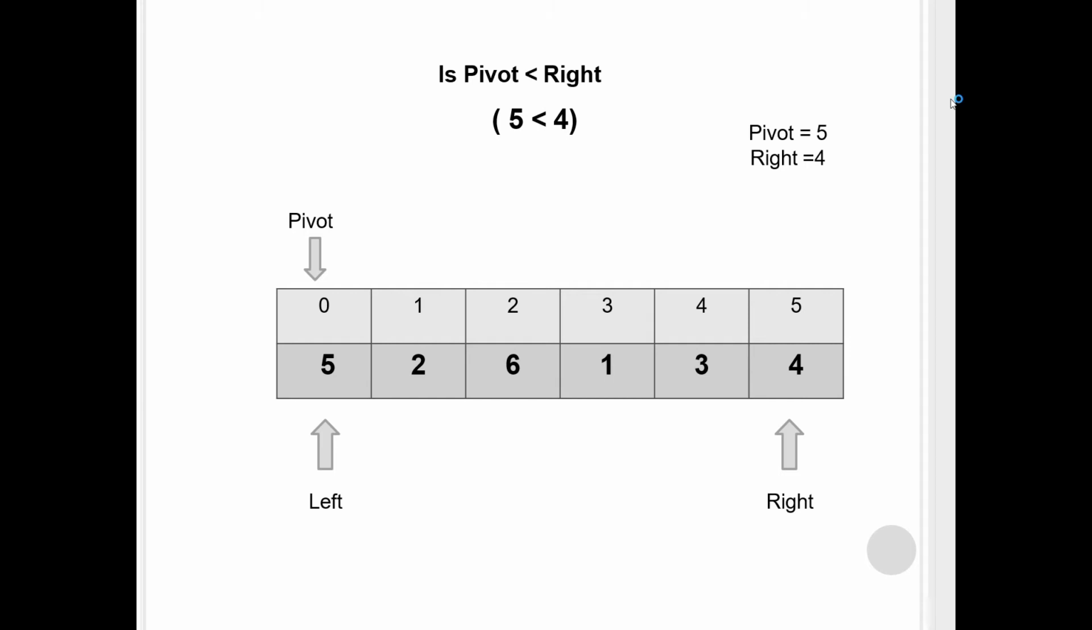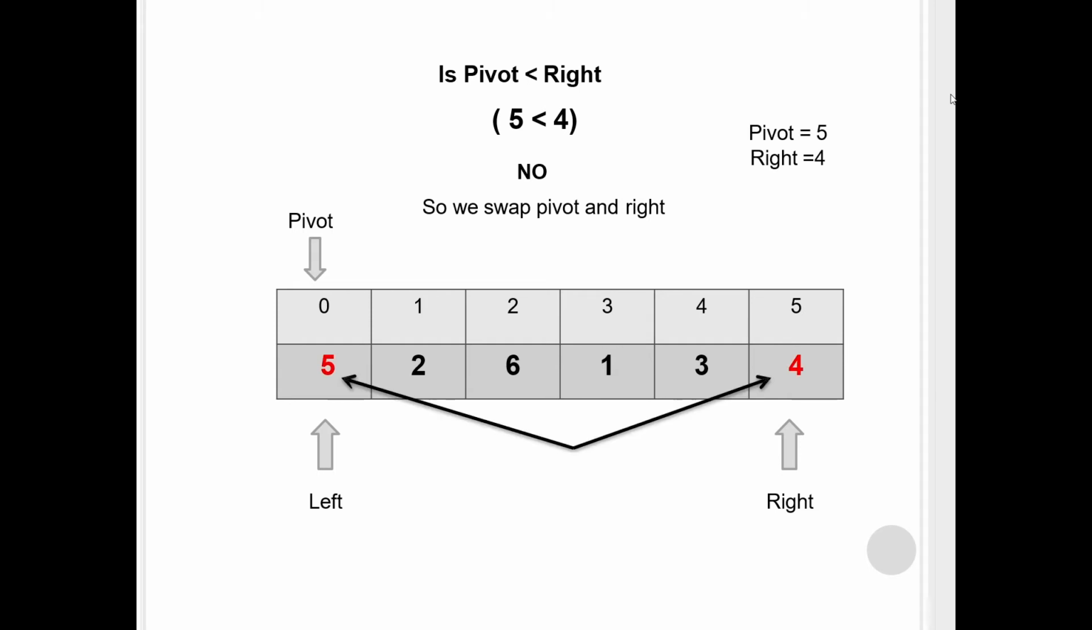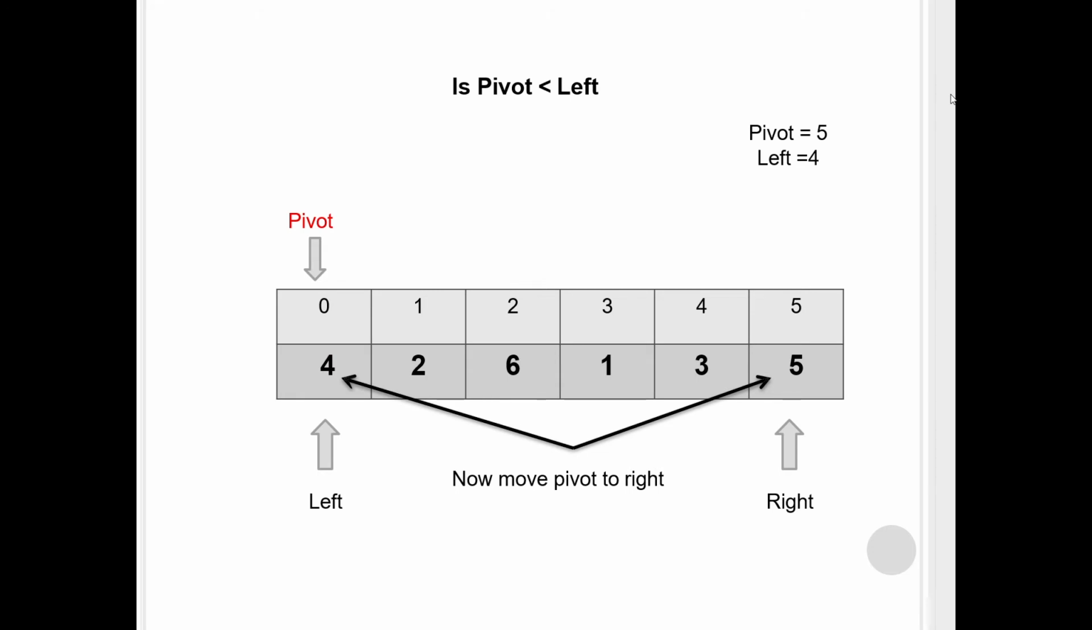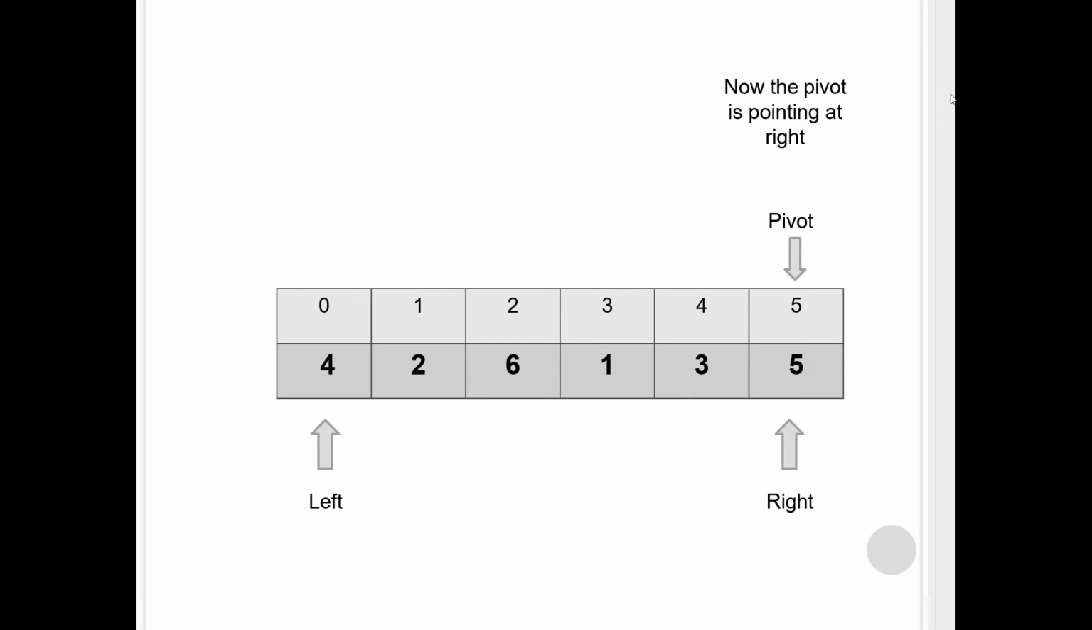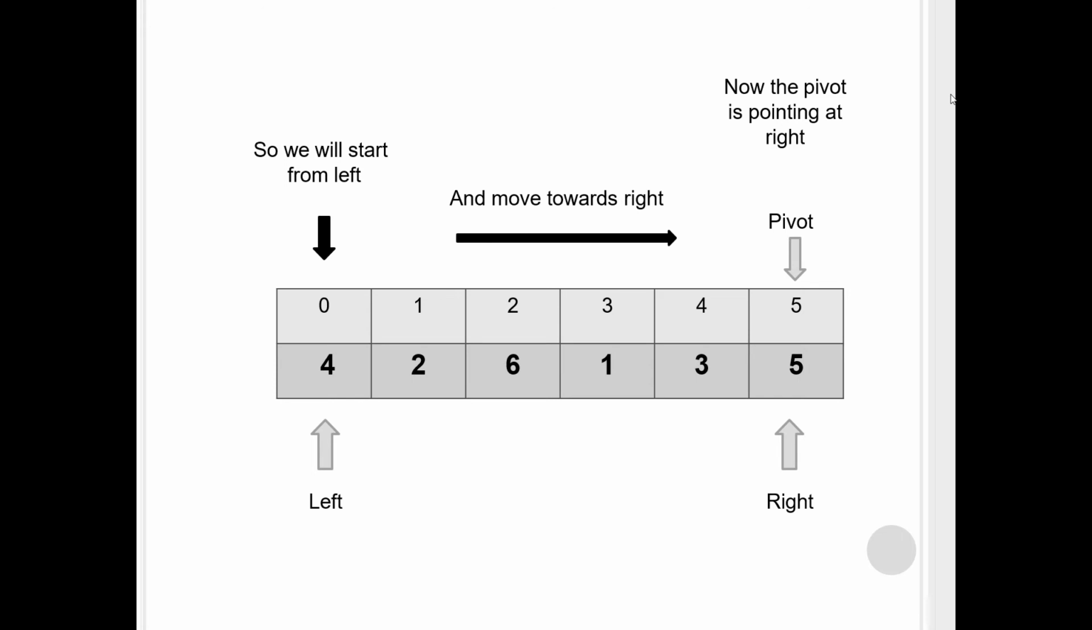So now we are going to check, is the pivot less than the right pointer, which is false in this case. So we are going to swap the pivot and the right pointer. There you go. Now we're going to check, is pivot less than the left element, which is again no. So we're going to swap the pivot to the right, and now we're going to follow the same procedure. But since the pivot is pointing to the right, we will start from the left and move towards right.